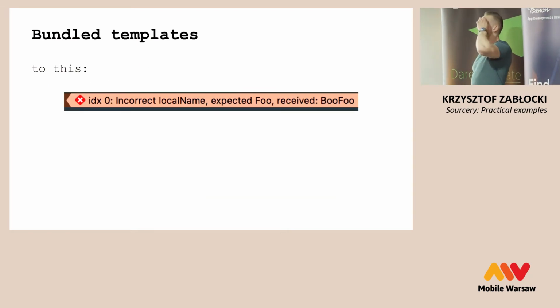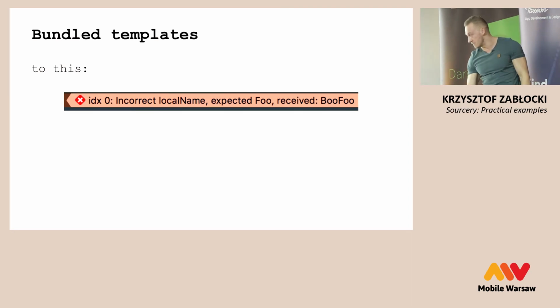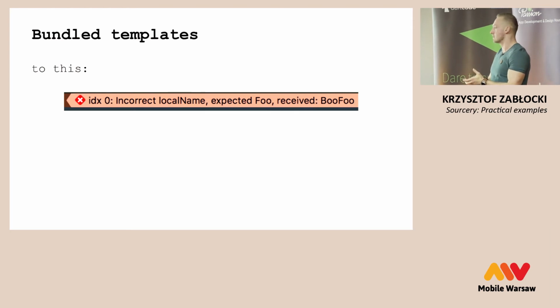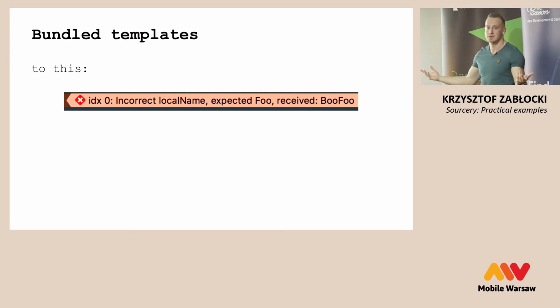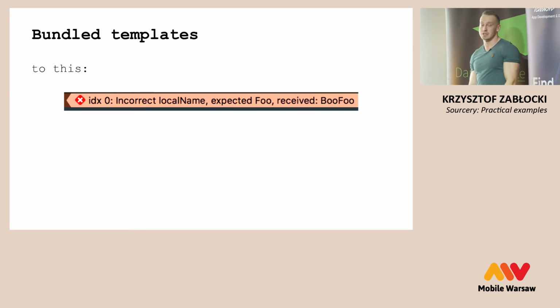So with the Sourcery template, the property level diffing, this is the same code. It's just using the property level diffing code template. And what it does, it compares arrays of objects. It finds that at index 0 there is an object that has a local name variable that's incorrect because it expected the value to be foo and it's boofoo. So the difference in readability between this and this is ridiculous.